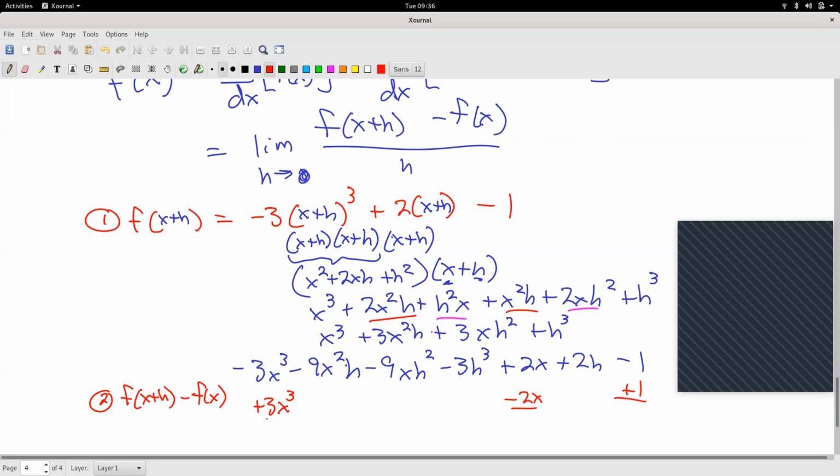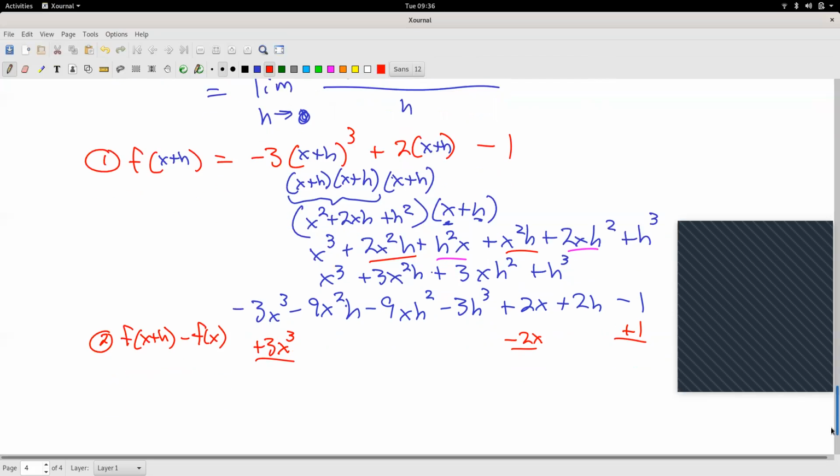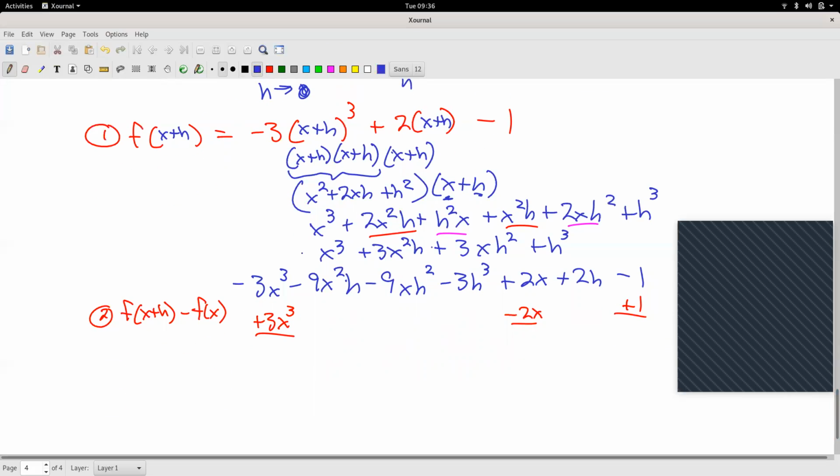So the original function gets rid of some pieces of f of x plus h. And I got a little more room here. So what's left from step two, we get a negative 9x squared h plus 9xh squared minus 3h cubed plus 2. Nope, the 2x is gone, but I get a 2h. Okay, so let's double check. That's gone, that's gone, that's gone. I have 1, 2, 3, 4 terms. 1, 2, 3, 4 terms. Cool. Step three. Divide by h.